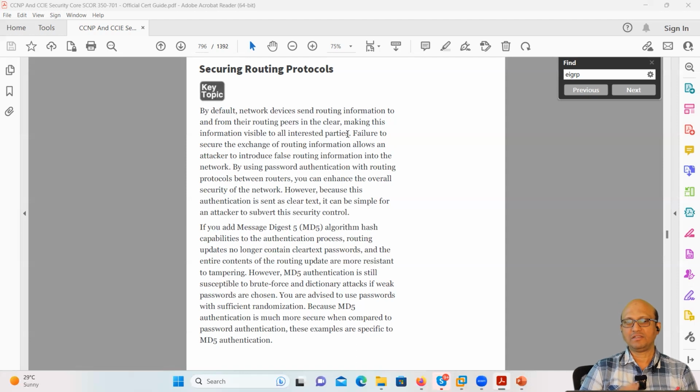By default, network devices send routing information to and from their routing peers. I'm talking about two devices connected with each other, either directly or through some WAN media. They always exchange this information, because the term routing means exchanging information, exchanging networks. Routing means promising: this is my network, I'm giving it to you, and you also give me your networks. Routing means making two different networks communicate with each other. Anytime you have a packet for these networks, send it to me.